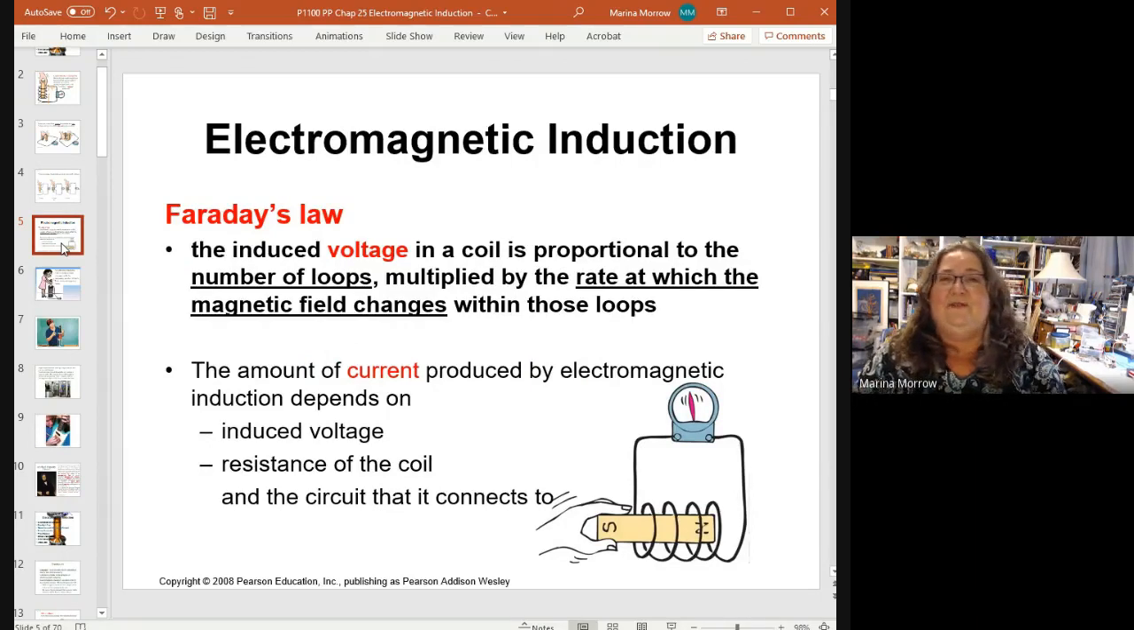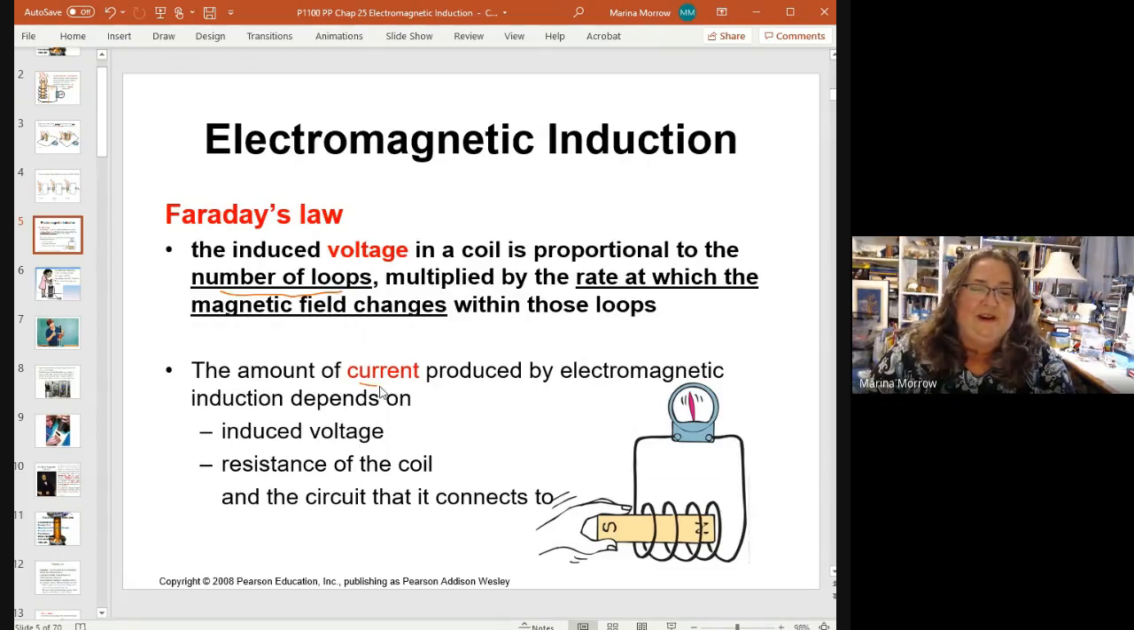Okay, so this is called Faraday's law. And so the law goes, the induced voltage in a coil is proportional to the number of loops multiplied by the rate at which the magnetic field changes in those loops. So that's the speed at which you are pushing the magnet into the coil. And of course, if you've got a bigger magnet, that would cause a greater change. So a bigger magnetic field, faster pushing, more loops, and you can make a very large voltage or current occur.